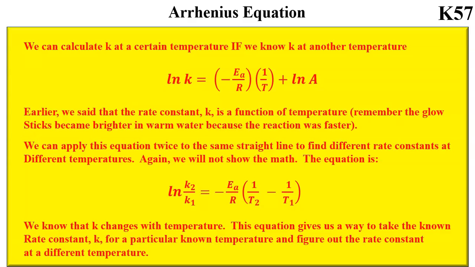So we know that K changes with temperature. This equation gives us a way to take the known rate constant K for a particular known temperature and figure out the rate constant at a different temperature. And you could also mix that around. You could have two different rate constants and a temperature and figure out the second temperature. You can just figure out whichever variable is the unknown.